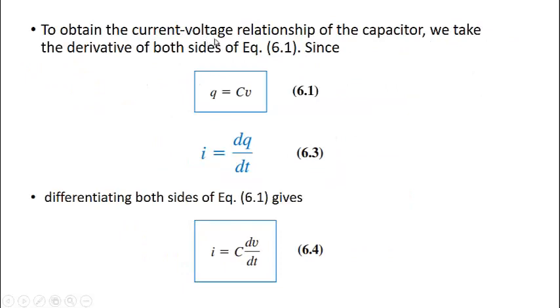Now to obtain the current-voltage relation of a capacitor, we take the derivative of both sides of equation 6.1. 6.1 is given as this, and we know that i is equal to dq by dt. That means we have to take the derivative of this with respect to time and also the derivative of this with respect to time. Differentiating both sides of 6.1 gives this is dq by dt, that is i.